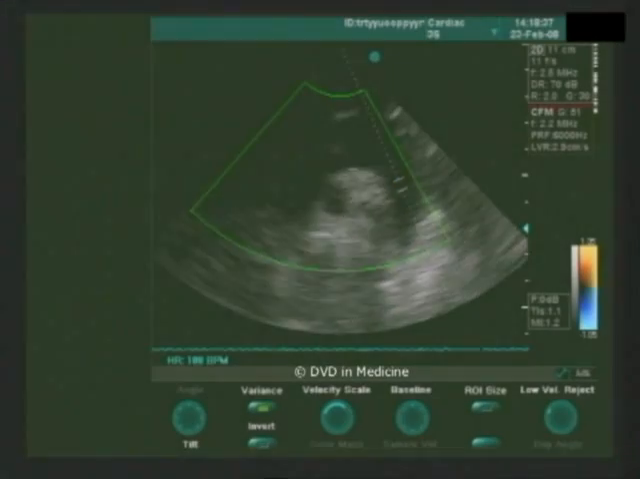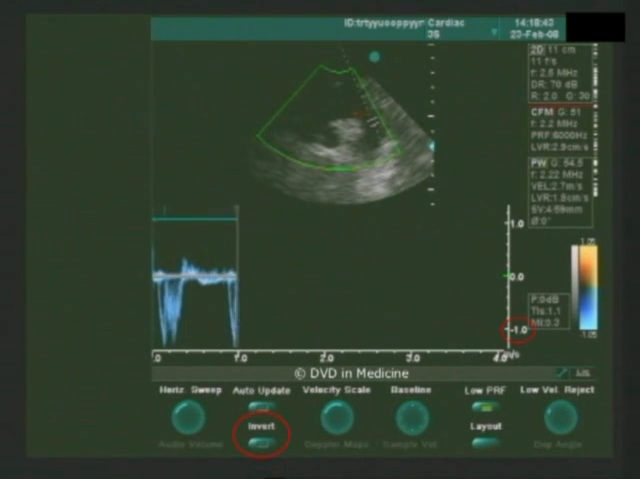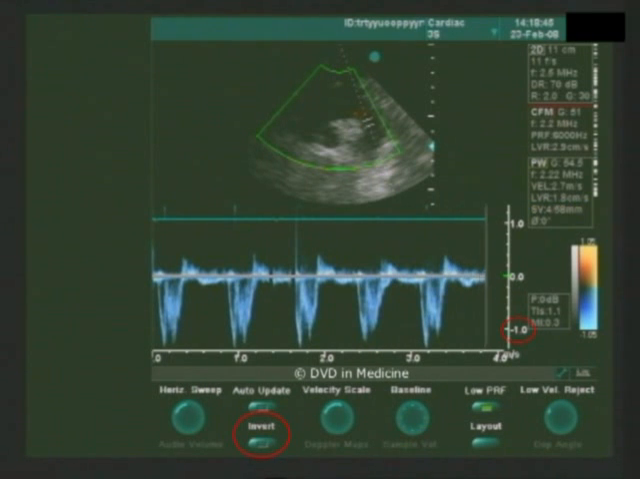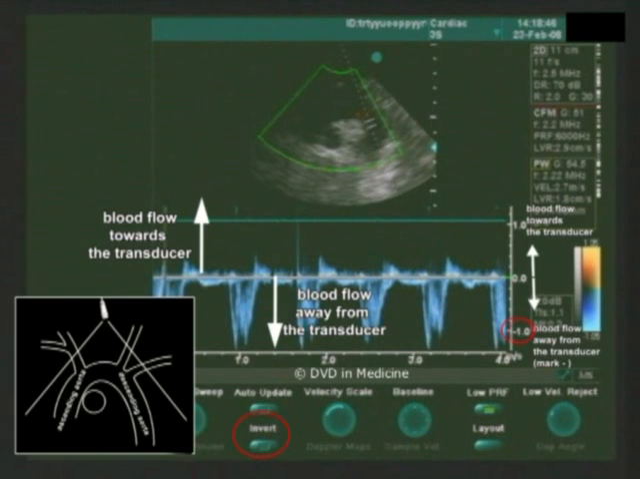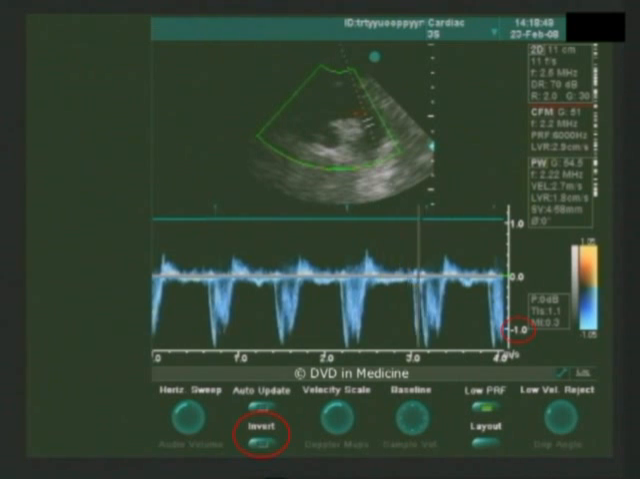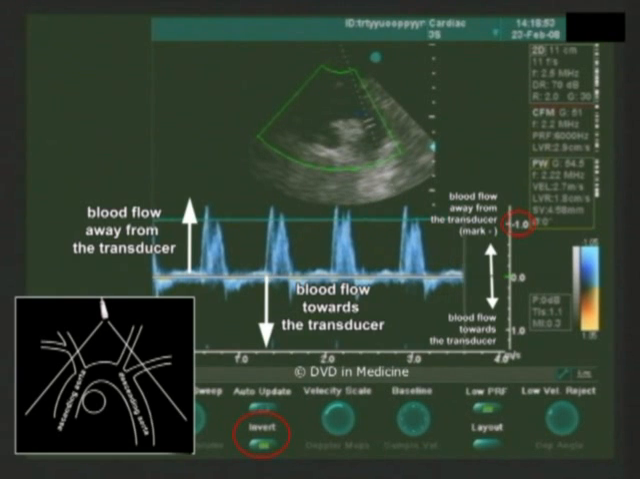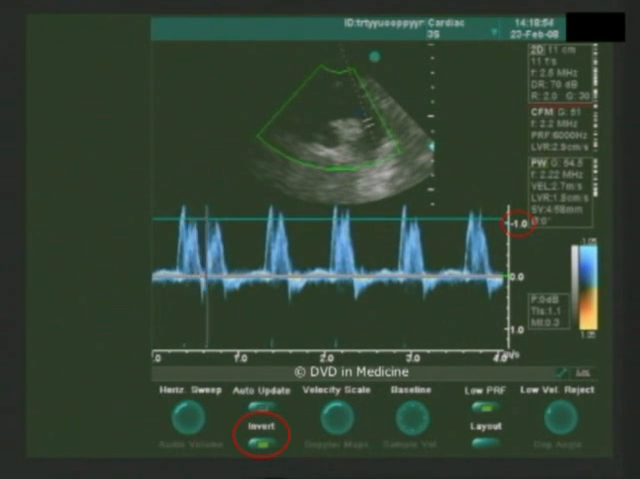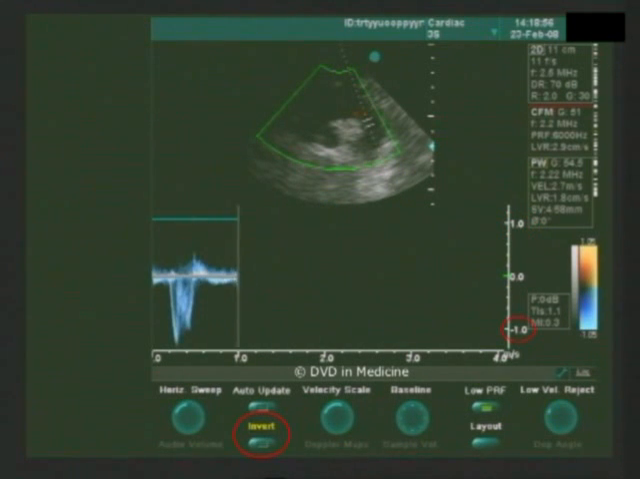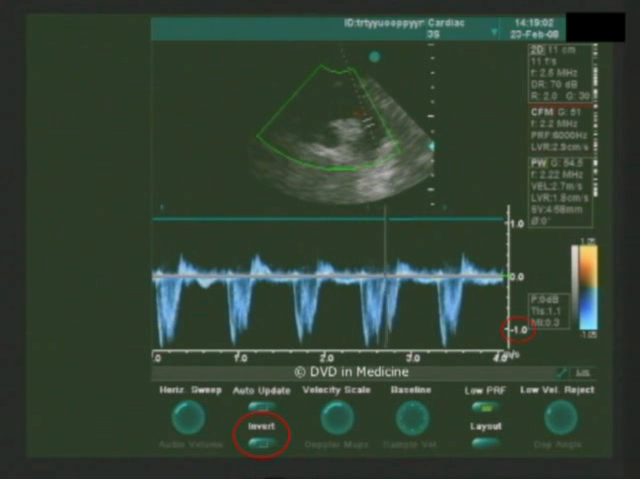Now one assesses the blood flow in the descending aorta. The blood flow away from the transducer is presented by the Doppler waveform below the baseline, the minus mark on the scale. The spectral inversion function is turned on. Then one returns to the standard setting. The blood flow away from the transducer is presented by the Doppler waveform below the baseline.